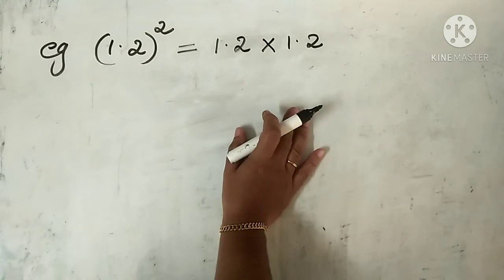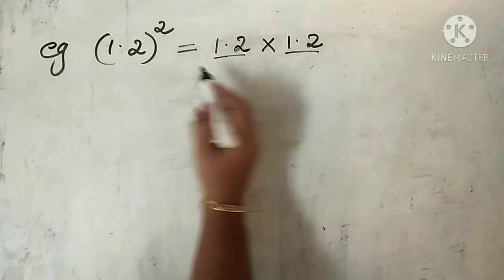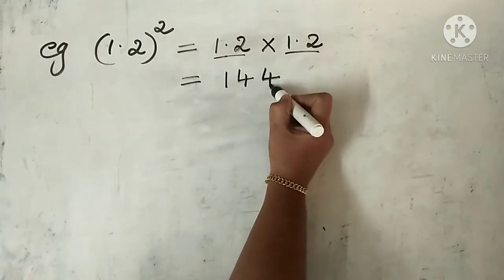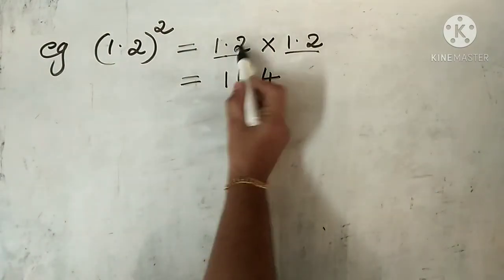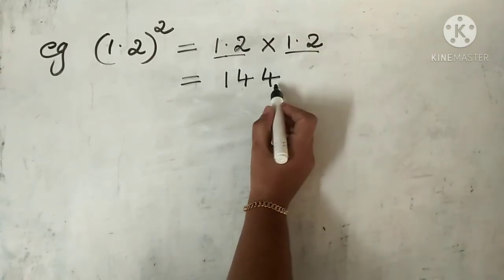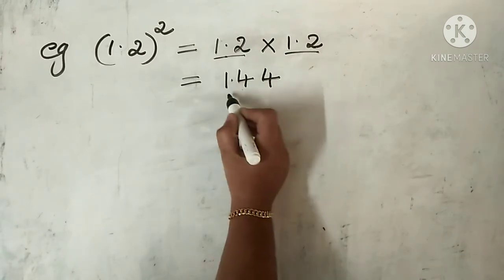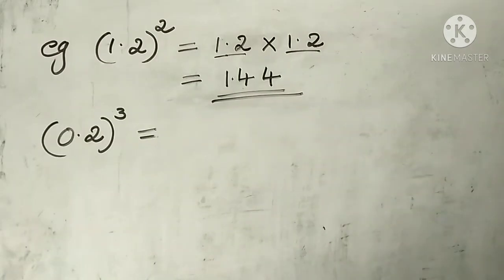While multiplying, you just forget about the decimal point and multiply these numbers. 12 into 12, we know the answer is 144. Now the next step is count how many numbers are there after the decimal point. Here one number is there. Here also one number is there. 1 plus 1 is 2. So we have to put the decimal point after 2 numbers, 1, 2. So here is the decimal point. Answer is 1.44.